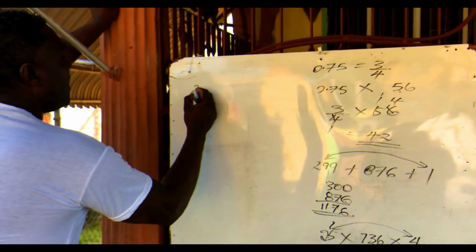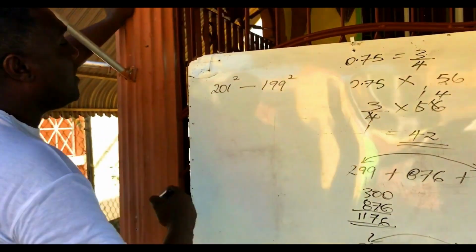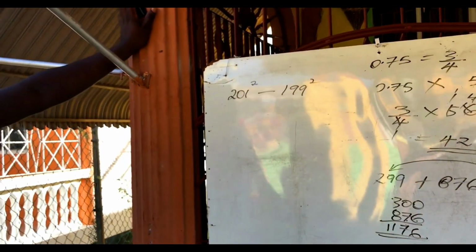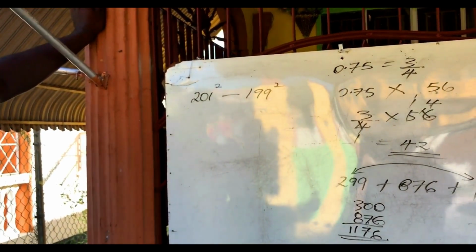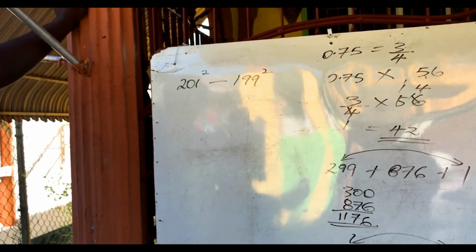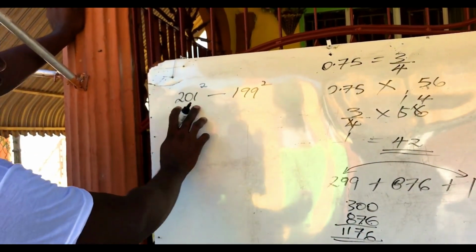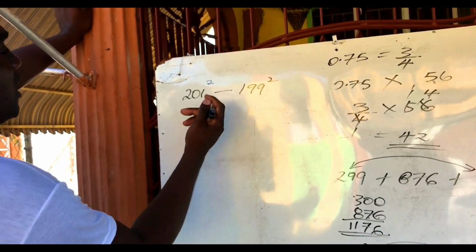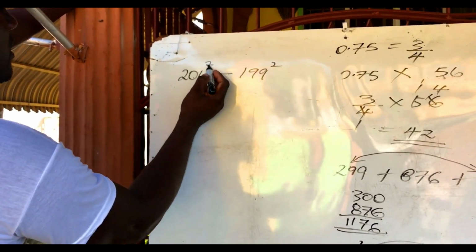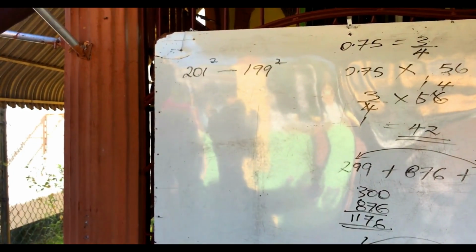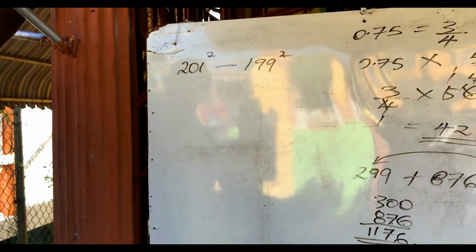Now let us say you get something like this: 201 squared minus 199 squared. And you might be looking at this and say, whoa, how can they give us this to do in a multiple choice exam? But what you need to be cognizant of is that there's a short way of doing this. Here is the operation subtraction. This is a square. This is a square. So this actually represents the difference of two perfect squares.